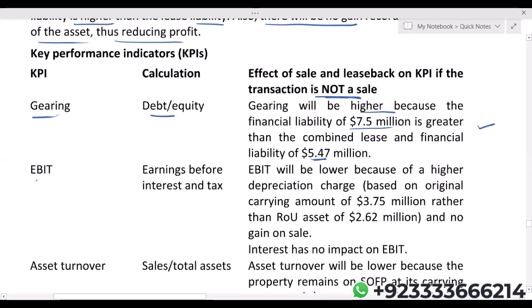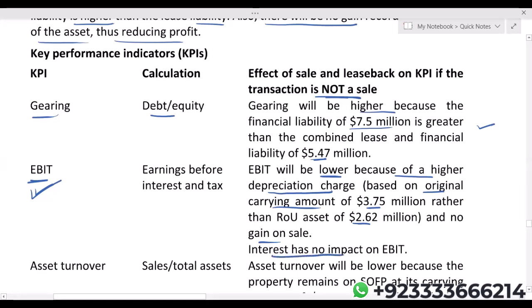Okay, now earnings before interest and tax. EBIT will be lower because of a higher depreciation charge, based on the original carrying amount of 3.75 million rather than the right of use asset of 2.62. So obviously the profitability will be lower. Again, I would say a straightforward discussion, no issue at all. And there will be no gain on sale because the transfer does not qualify as a sale.